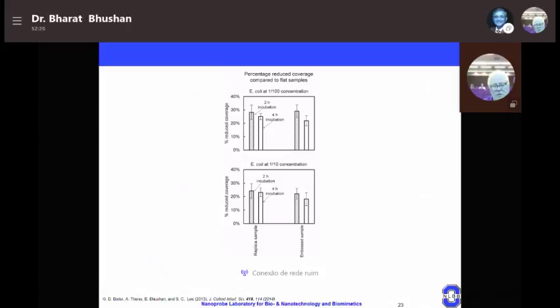Percent of area covered by this biomass which could be present on the samples. So this bar chart shows percent of reduced coverage as a result of this roughness induced structuring which is present on the samples, and the top graph shows the data of E. coli at 100.